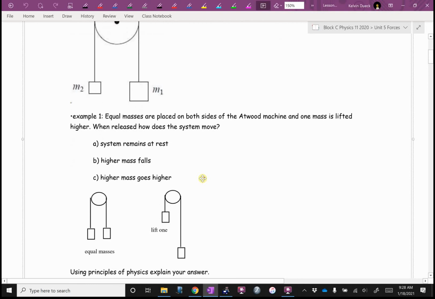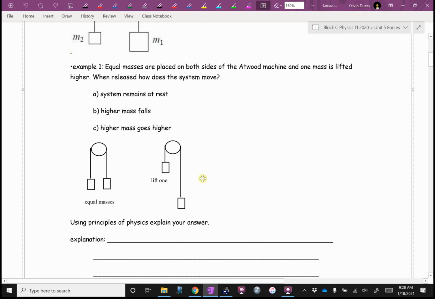Oh, we have a thought problem. We're going to vote. Here's our first thought problem. It says this. Suppose equal masses are placed on both sides of the Atwood machine. I'll demonstrate it here because these are equal masses. And one mass is lifted higher. When the higher mass is released, how does the system move? Option number A, the system remains at rest, nothing happens. Option B, the higher mass falls down because, gravity. Or option C, the higher mass goes higher when you let it go.